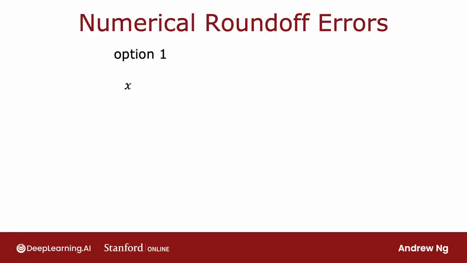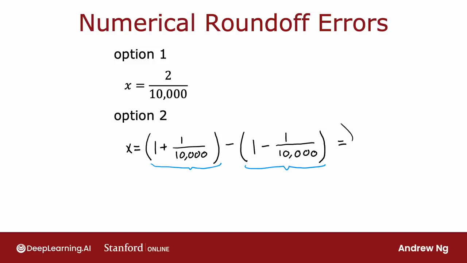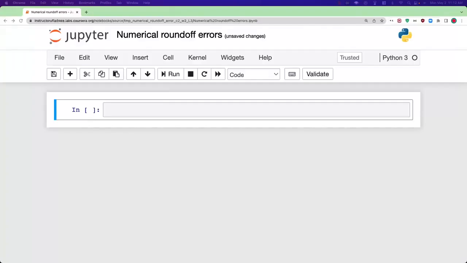Option 1, we can set x equal to 2 over 10,000. Option 2, we can set x equal to 1 plus 1 over 10,000 minus 1 minus 1 over 10,000, in which you first compute this, and then compute this, and then you take the difference. And if you simplify this expression, this turns out to be equal to 2 over 10,000. Let me illustrate this in this notebook.